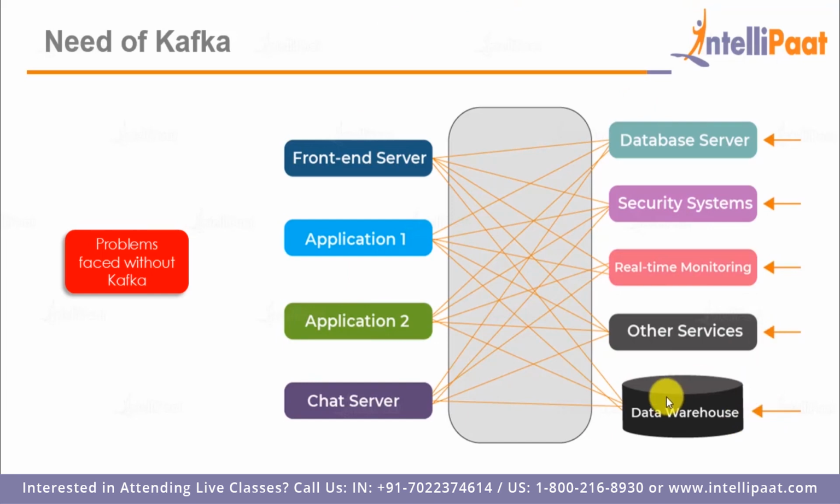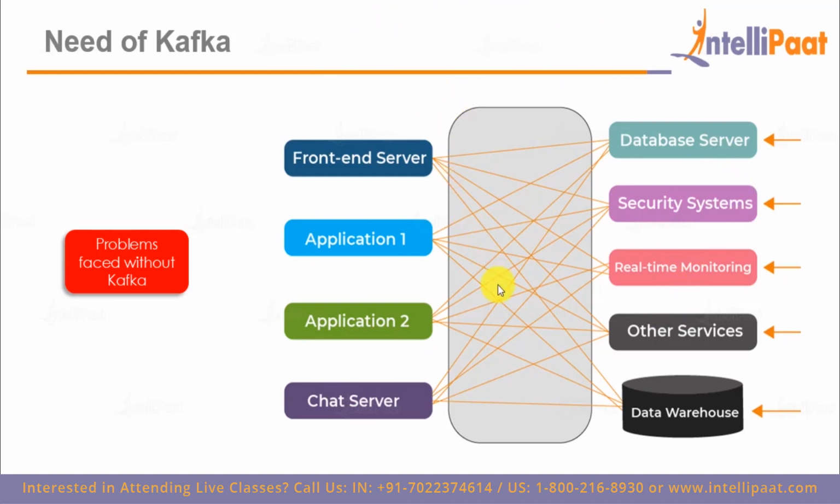So let's say we've got this organization which has all of these servers over here. So this is the front end and this is the back end. So we've got the front end server, we've got a couple of application servers over here, and we've got a chat server. So similarly, at the back end, we've got a database server, a security system server, and we've got a real-time monitoring server, and we've got a data warehouse. Now, all of these servers which are present at the front end would want to interact with the database server, and not just the database server, but all of the servers which are present at the back end.